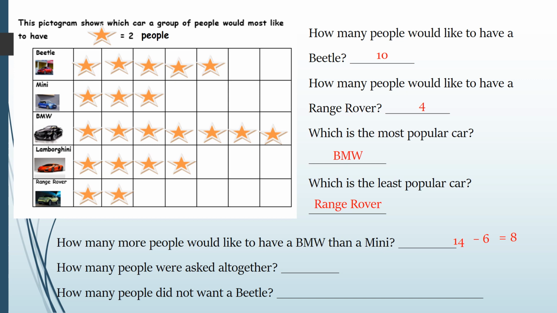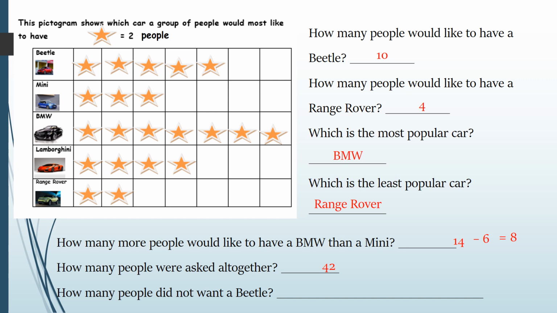Okay, so the next question. How many people were asked all together? Now that means all of the stars in the pictogram, you have to add them all up. So we'll just do it counting in twos. 2, 4, 6, 8, 10, 12, 14, 16, 18, 20, 22, 24, 26, 28, 30, 32, 34, 36, 38, 40, 42. So 42 people were asked altogether.